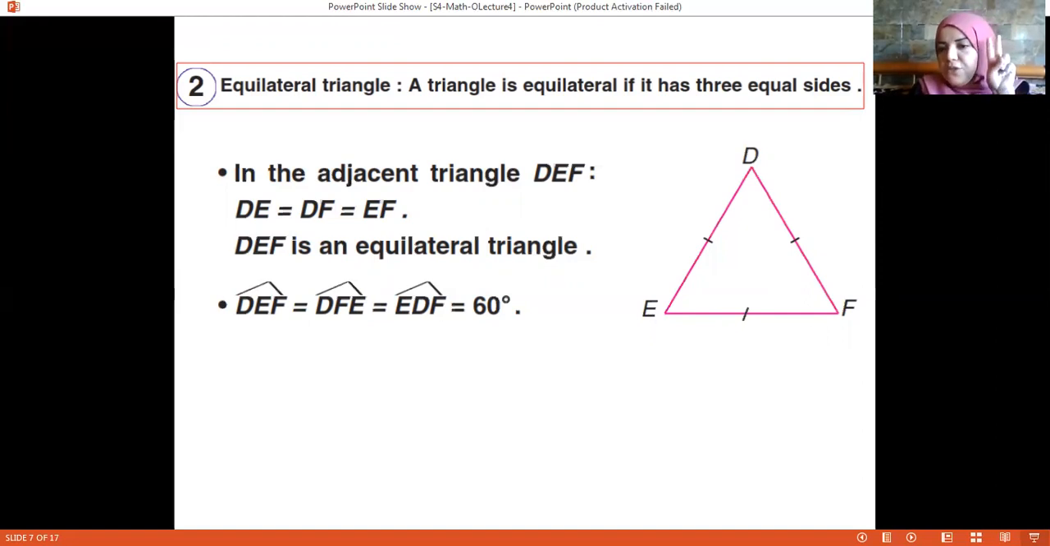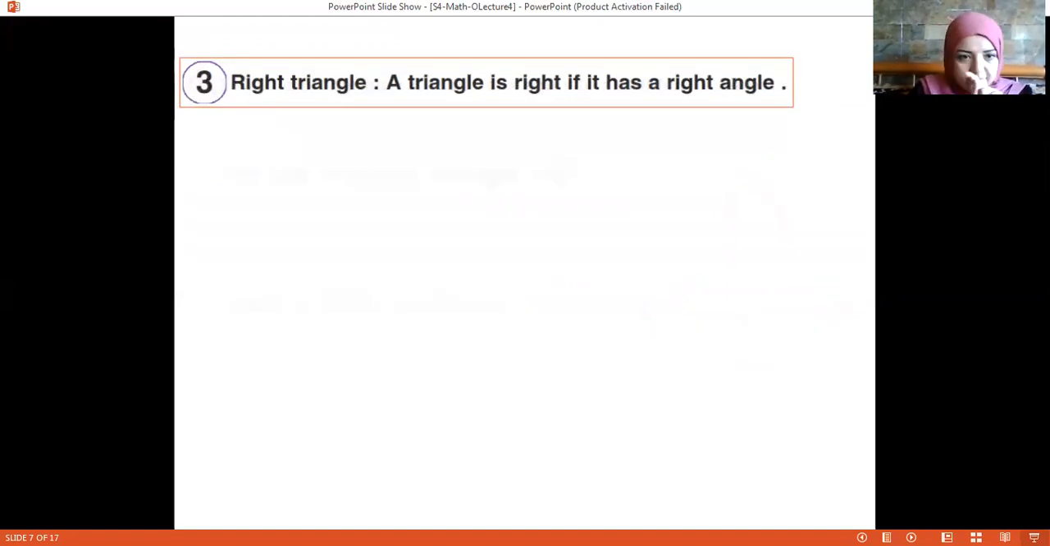So till now we learned two particular triangles, the isosceles triangle and the equilateral triangle. The isosceles triangle, two equal sides, two equal angles. The equilateral triangle, three equal sides, three equal angles. The third triangle, which is the easiest one because you already know, it's the right triangle, and it's very obvious that a triangle is said to be right if at least it has a right angle.